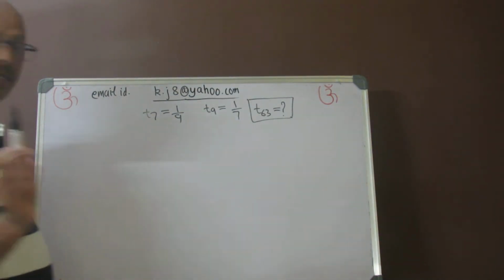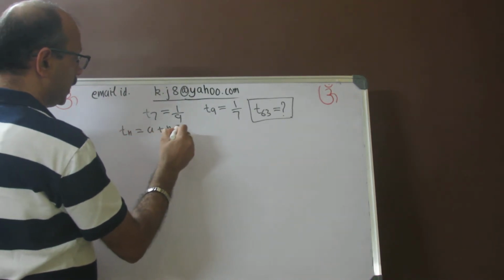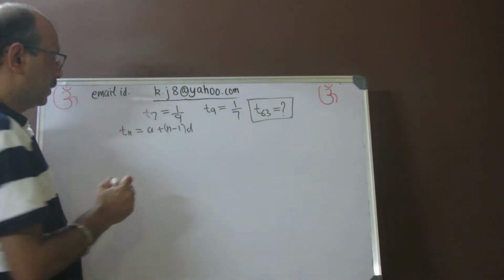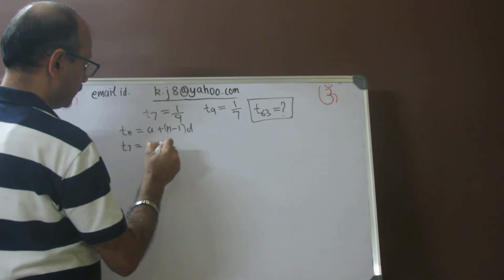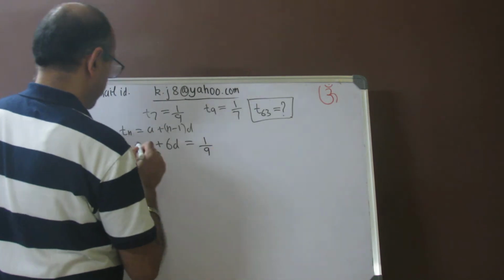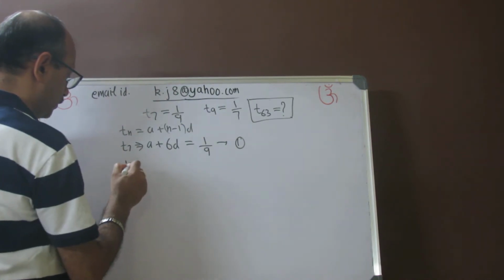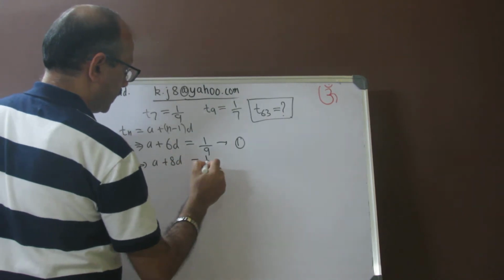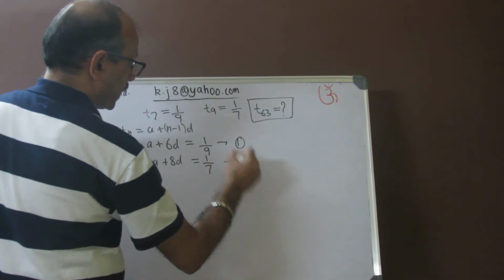Now, simple. First thing we'll say Tn equals A plus n minus 1 d. That's the first thing we are supposed to write. Then it says T7. So I'll just write T7 equals A plus 6d, which is given as 1 upon 9. That's my first equation. Then T9 equals A plus 8d, which equals 1 upon 7. That's my second equation.